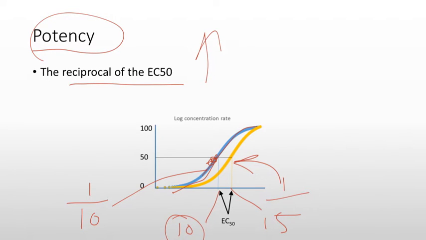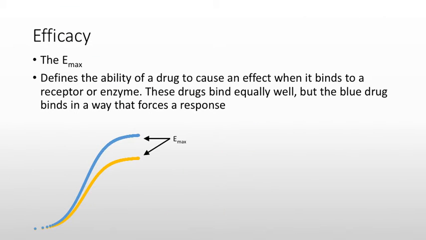And so if we say that the potency is equal to the reciprocal of the EC50, then you're always going to see that the lower number has the higher potency. On this one, I mapped it out so that both have the same EC50, but it's obvious that this blue drug has a much higher maximum effect. So the efficacy defines the ability of a drug to cause an effect when it is bound to the receptor.